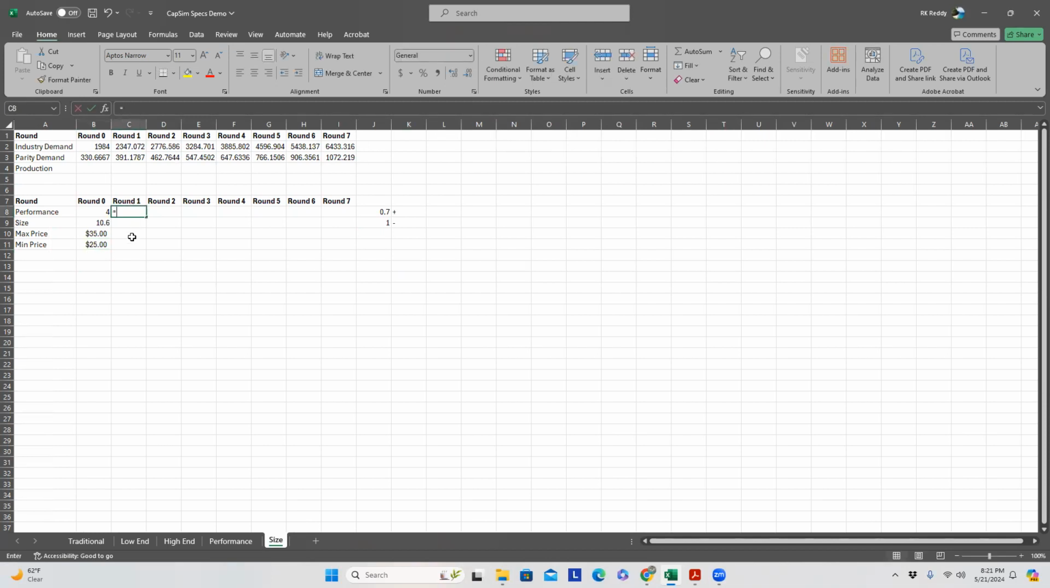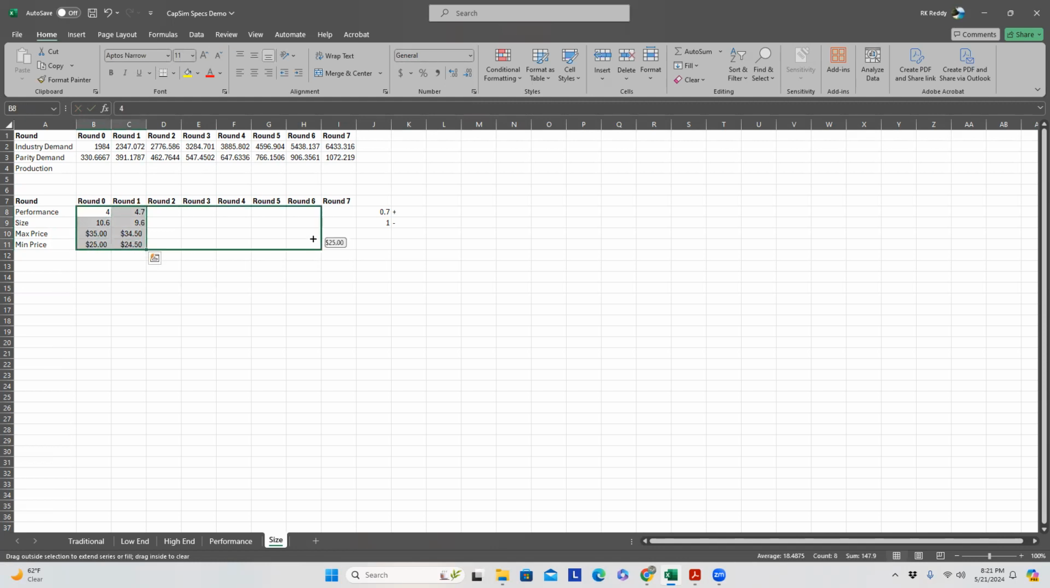Here they want an increase in performance from round to round of 0.7, and they want a decrease in size of 1.0. So 1.0 and a 50 cent decrease in price. So that's going to be $35 minus 0.5, and here it's going to be $25 minus 0.5. So those are your configurations.